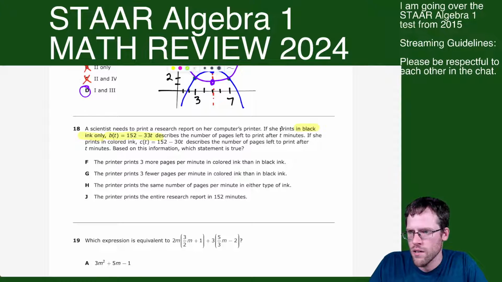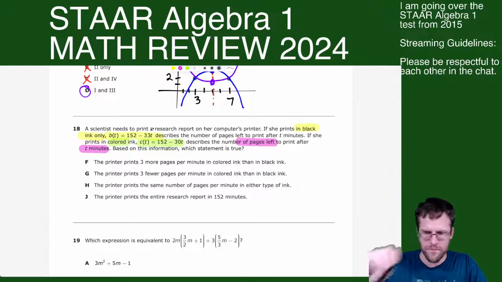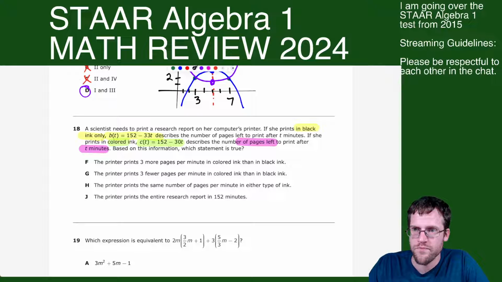And then if she prints in color ink, this is the function. And the functions here describe the number of pages left to print after t minutes. That's why it makes sense that they're decreasing. From your perspective, it would look like this or this. So they're dropping because as time goes on, the job is nearing completion. So based on this information, which statement is true?